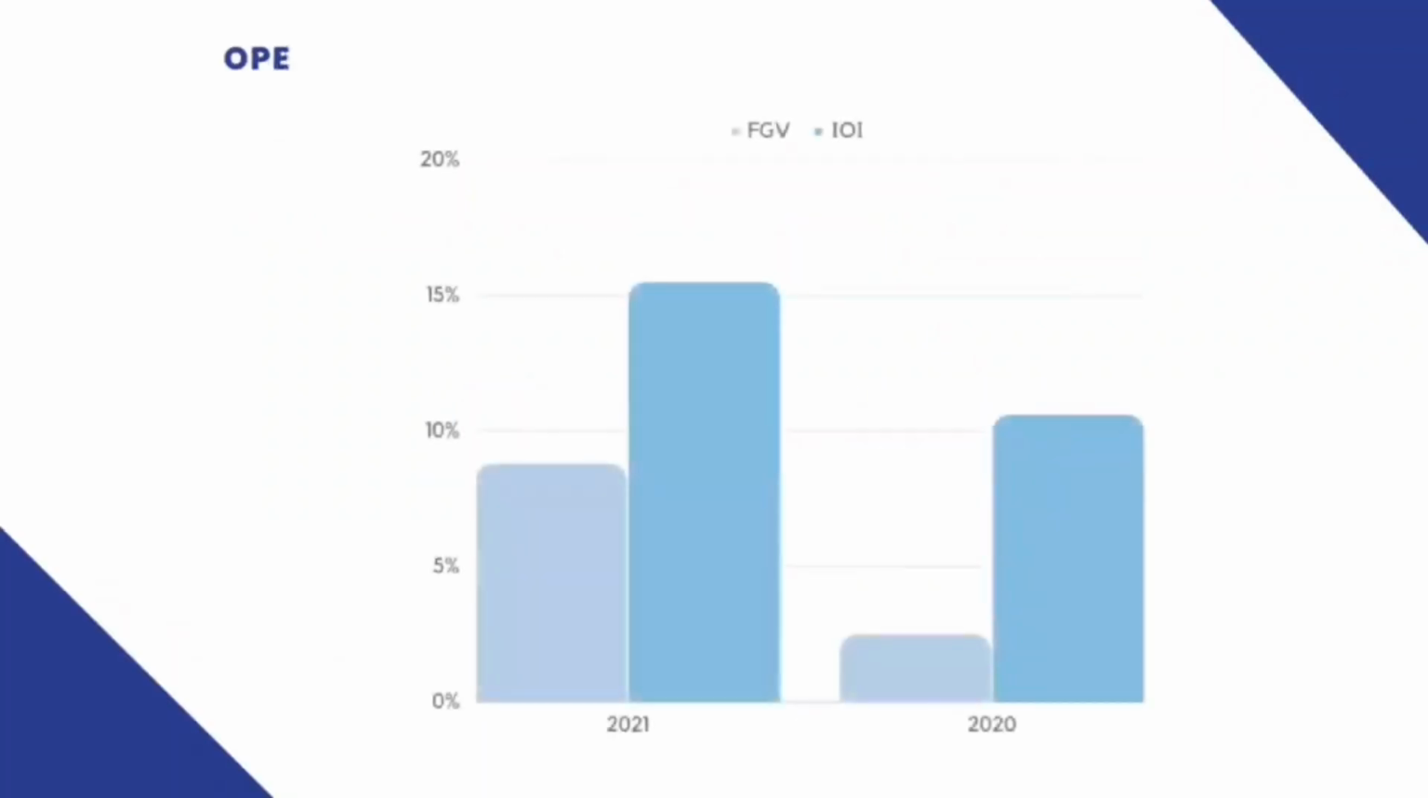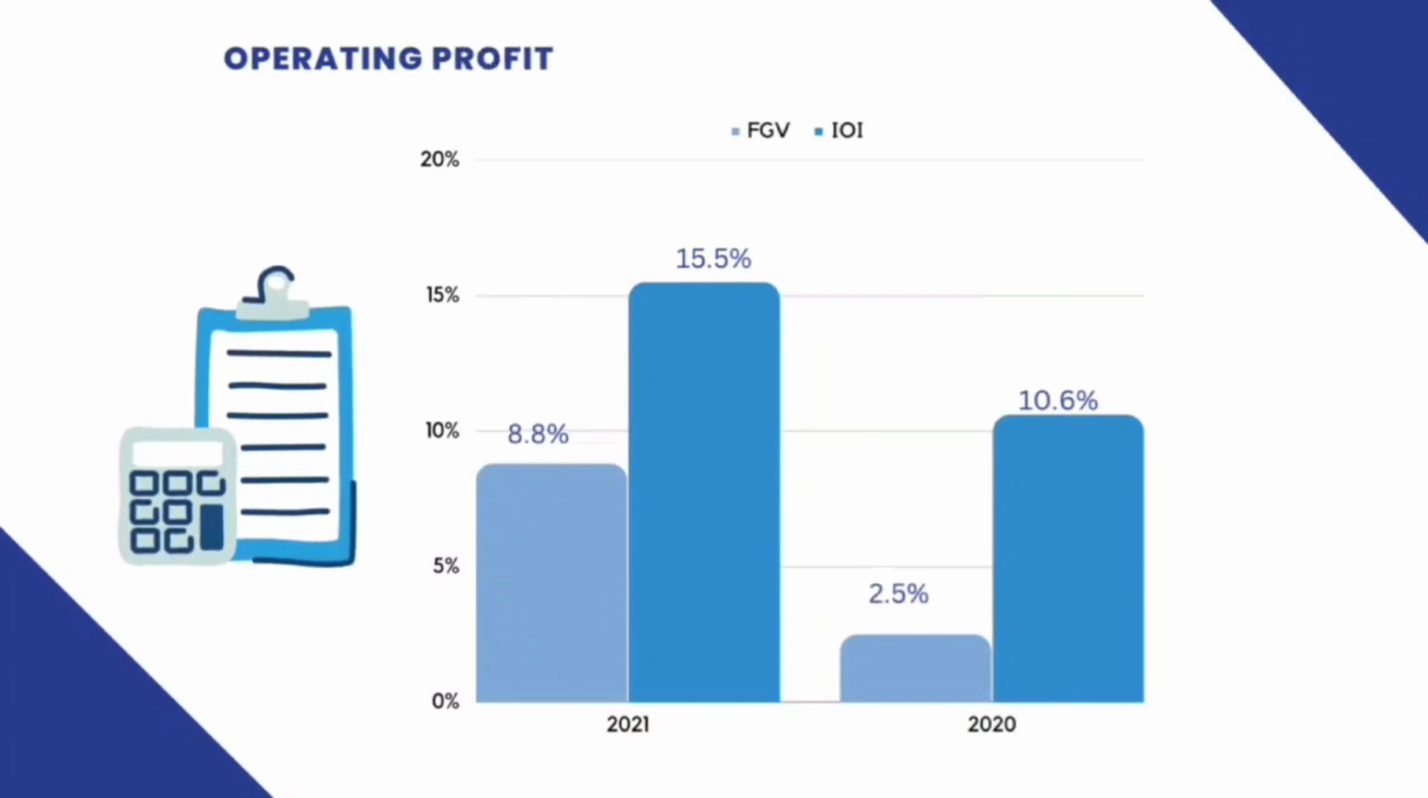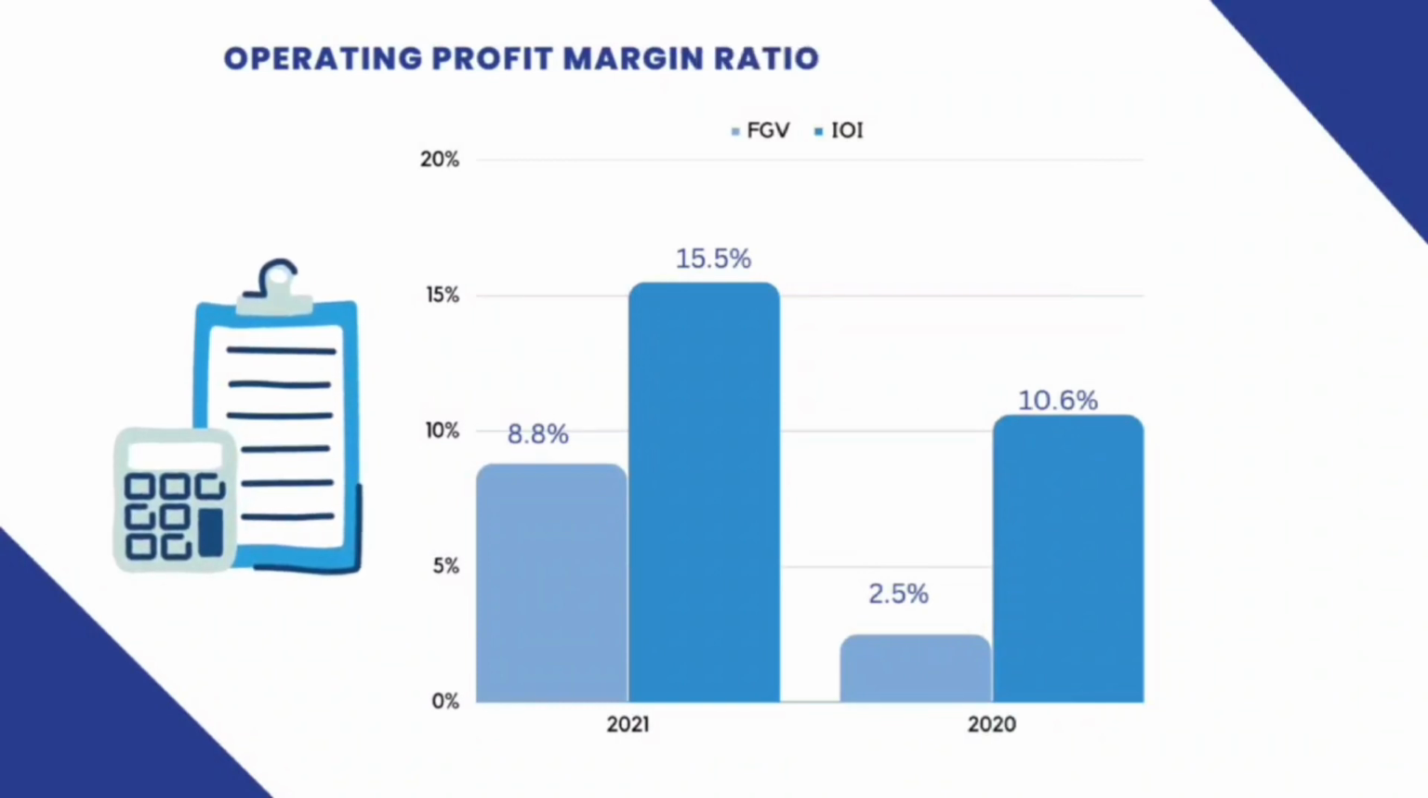In the year 2020, FGV stayed at 2.5% and increased to 8.8% in year 2021, which is more than 6.3% in a year. Meanwhile, IOI stayed at 10.6% and increased the next year, 2021, to 15.5%, which is 4.9% more in a year. Therefore, both companies managed efficiently in generating profit through their core operations.